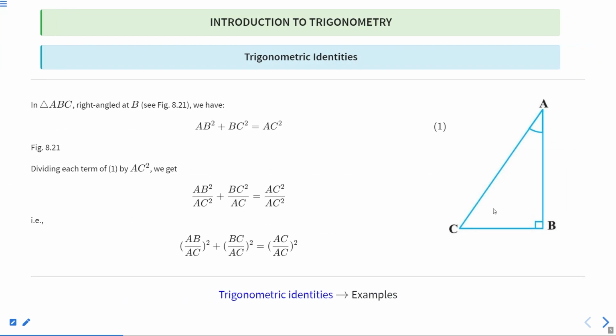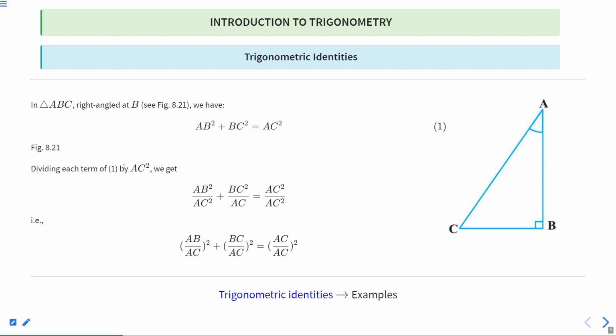So in triangle ABC, here right angle at B, so this angle is 90 degrees. By Pythagoras theorem, AB square plus BC square is equal to AC square. Thanks to Pythagoras for giving us this beautiful theorem. So we have AB square plus BC square equal to AC square.